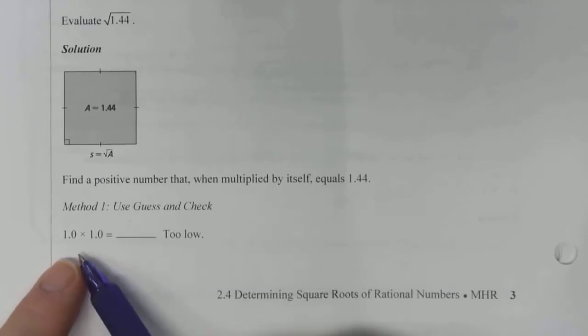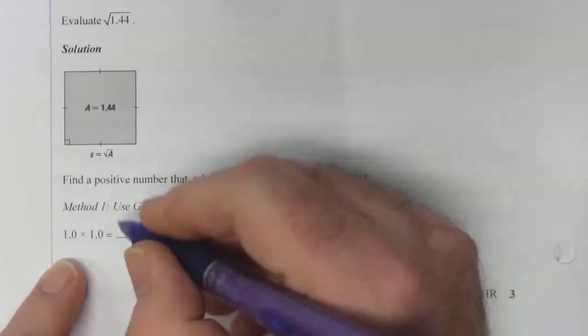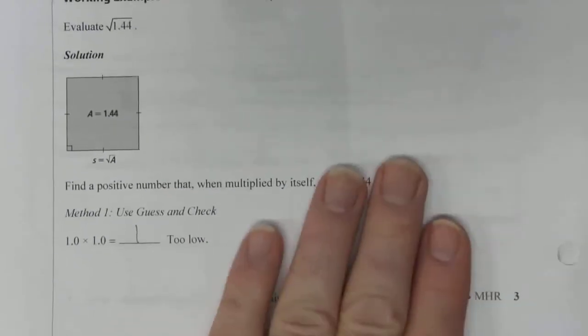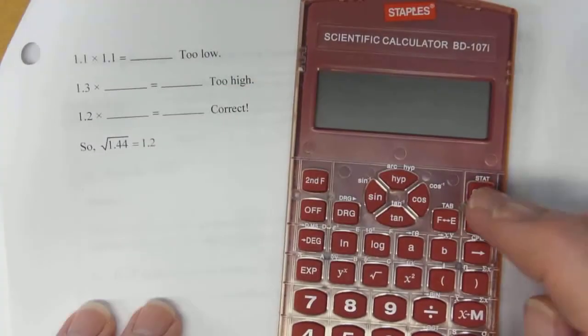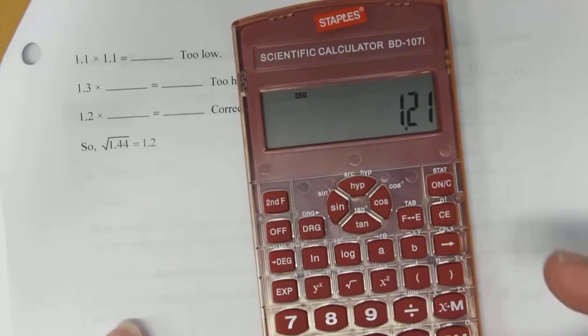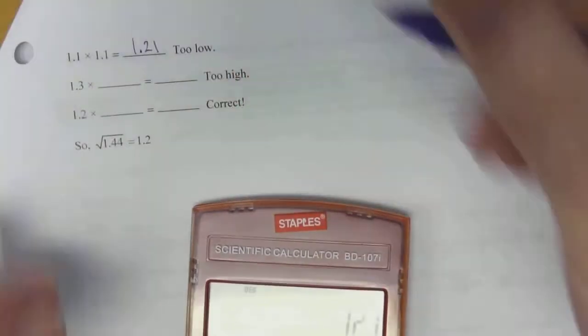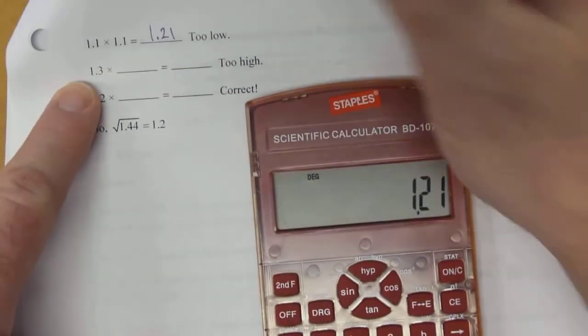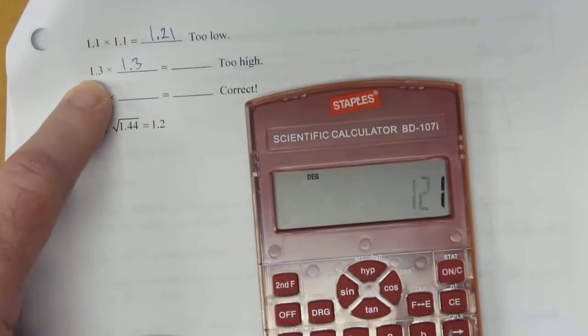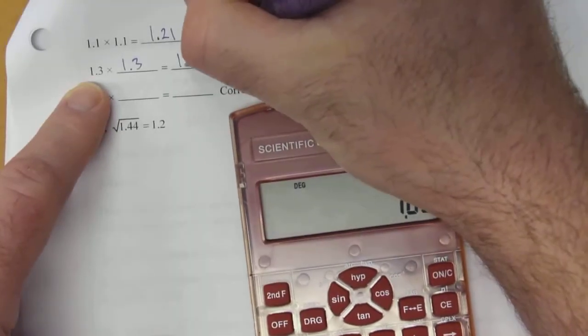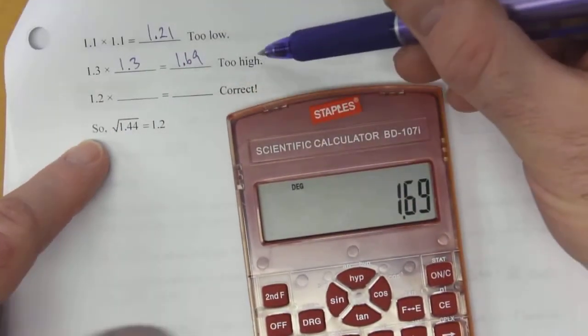So, well, let's start with 1. 1 times 1 is 1. So that's too low. That's not 1.44. Let's try 1.1. 1.1 times 1.1, or 1.1 squared, gives us 1.21. Again, that's too low. So now we'll try 1.3, and 1.3 times 1.3, or 1.3 squared, gives us 1.69. So that now is too high.